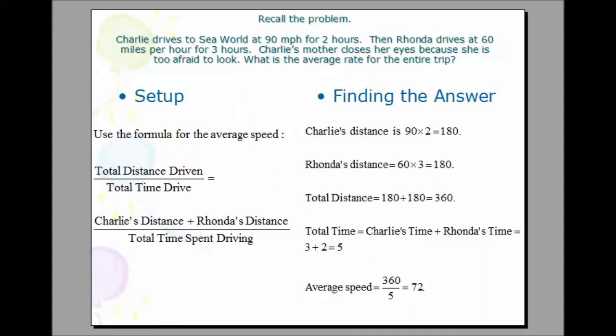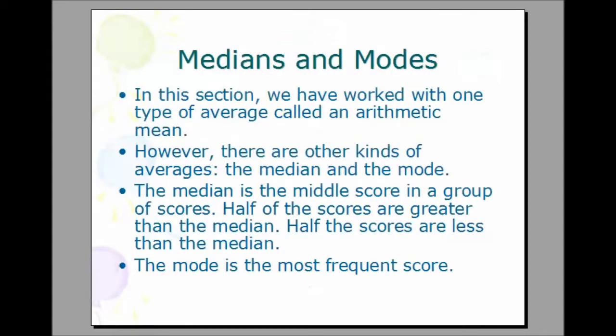Medians and modes. So far in this section, we have worked with one type of average called an arithmetic mean. However, there are other types of averages, the median and the mode. The median is the middle score in a group of scores. Half the scores are greater than the median, half the scores are less than the median. The mode is the most frequent score.